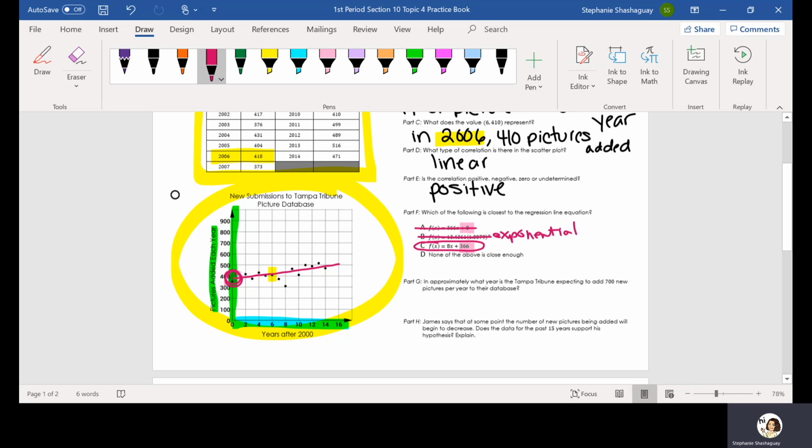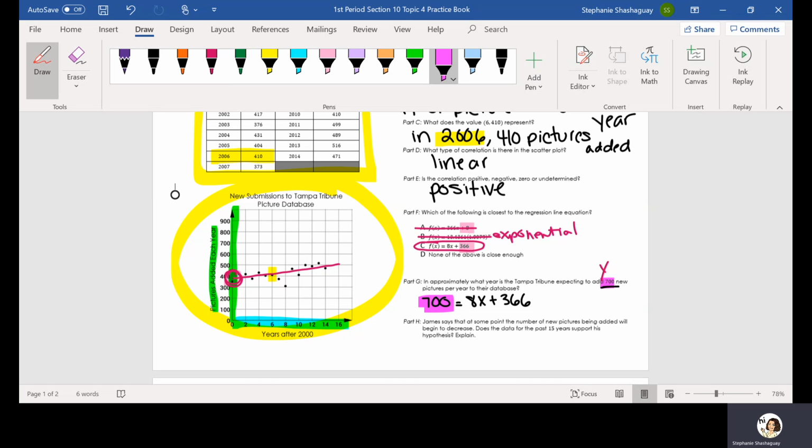Part G. In approximately what year is the Tampa Tribune expecting to add 700 new pictures per year to their database? Well, in order to figure that out, we have to take this 700 and plug it into the equation that they just gave us. But this 700 is the output, not the input. So my equation is going to look like this: 700 is equal to 8x plus 366. Because again, that 700 stands for my y value, not my x value.